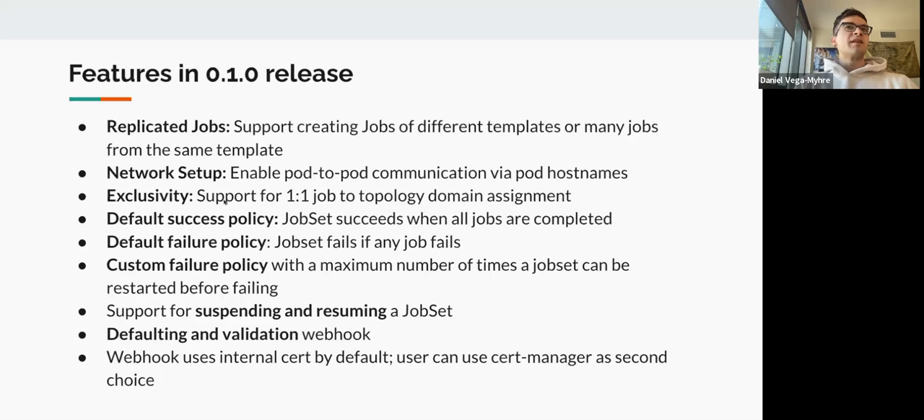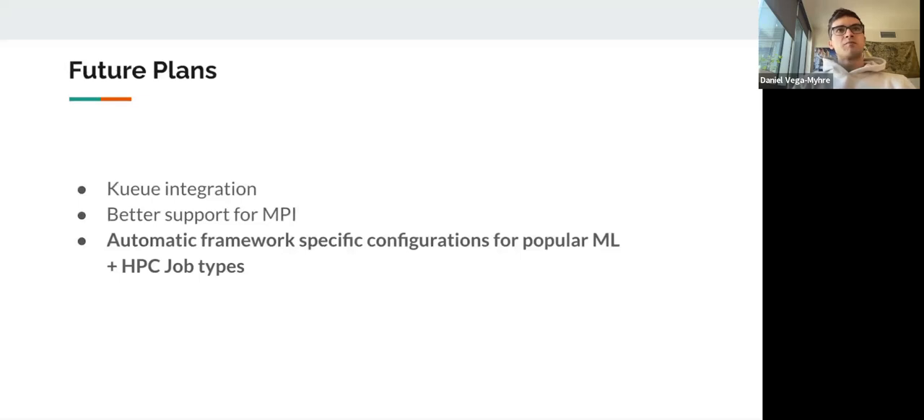I don't want to do a deep dive on hardware accelerators right now, but that's one use case. Then there's the default success policy, the default failure policy I talked about, and the custom failure policy, which I just demonstrated. One thing we didn't talk about much is support for suspending and resuming a job set. That's available as part of our first release in the Alpha API. If you suspend a job set, it will in turn suspend all those jobs, and if you resume it, it will resume all those suspended jobs. That's going to be part of the queue integration we're working on, which I'll discuss later. We also have a defaulting and validation webhook to make for a better user experience. And we have some SSL related features: you can use just an internal cert without thinking too hard, or you can use Cert Manager if cert rotation is a priority for your company's security policies.